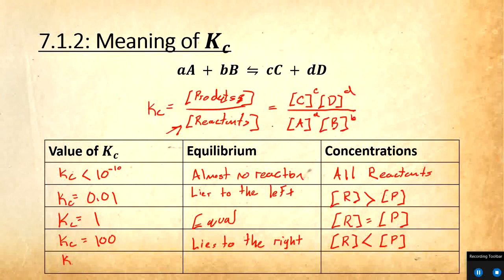Whereas when we have a very large Kc, so let's say Kc is greater than 10 to the positive 10, we generally say that the reaction goes to completion. So the reaction essentially goes to completion, and at equilibrium, we have all products. It is technically still equilibrium, but more like a regular reaction where everything just goes right to the product side.